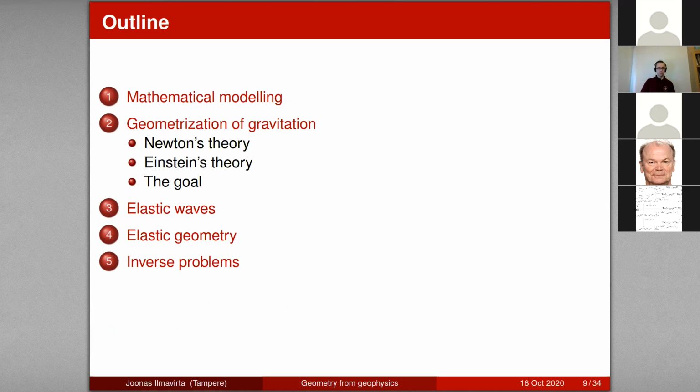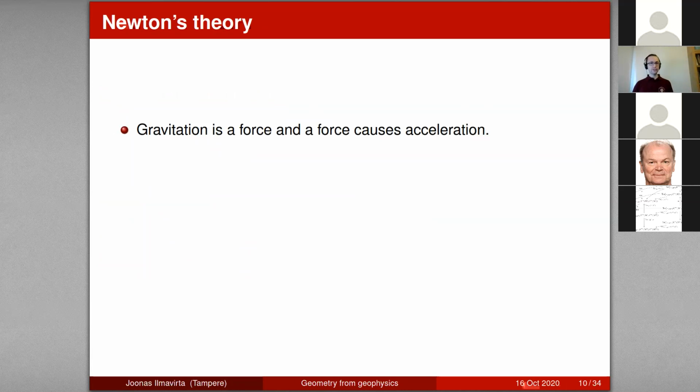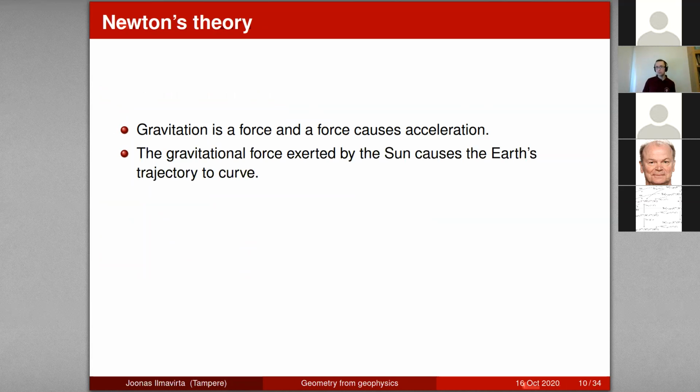Okay, so to give an idea of what geometrization means, and that is a word that I'm fond of and will be repeating a couple of times here, I want to describe a well-known example of gravitation to give a flavor of what it is. So let's start with Newton's theory of gravitation, which I hope is familiar to many. Here gravitation is a force, and force causes acceleration. So the gravitational force exerted by the sun causes the Earth's trajectory to curve. The Earth does not go straight, but instead it curves in roughly a circle around the sun.